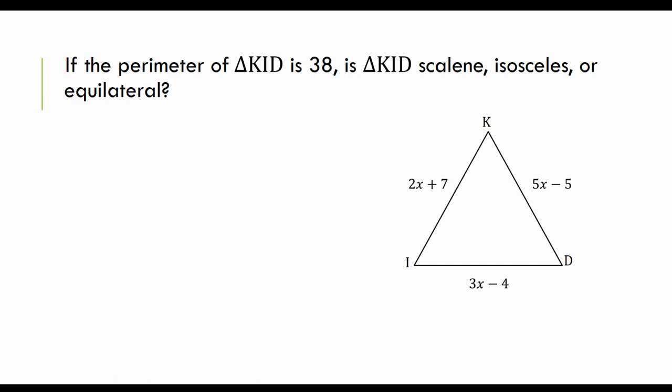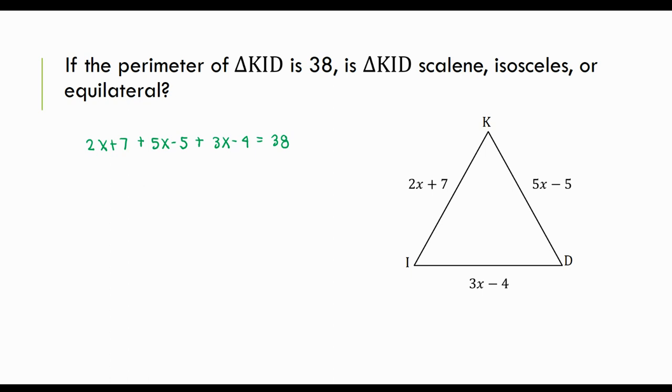So if they're giving us perimeter, remember, perimeter means we're adding up all of the sides and setting it equal to the value. So I want to add up those 3 expressions and set it equal to 38. So we're going to have 2x plus 7 plus 5x minus 5 plus 3x minus 4, and that equals 38. That's how we'll set up perimeter.